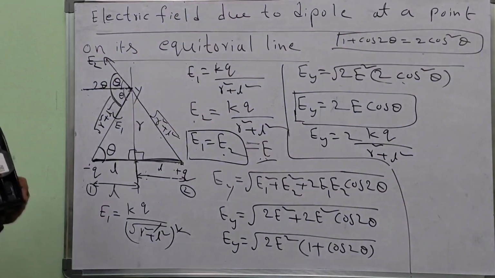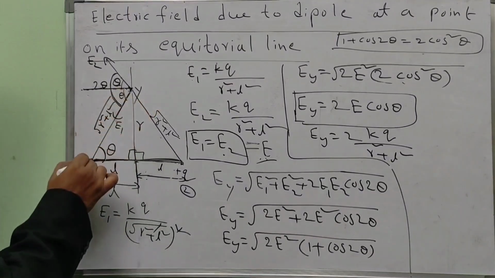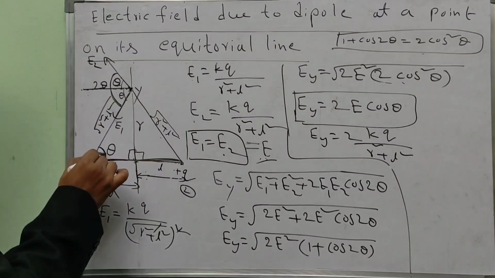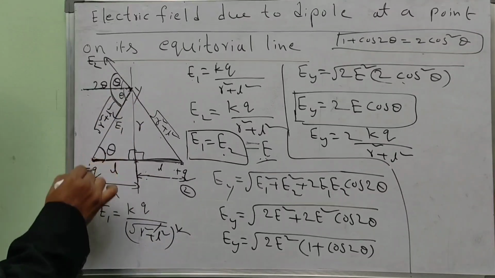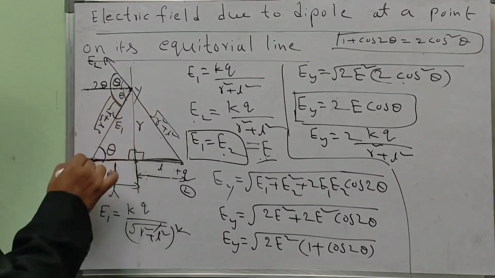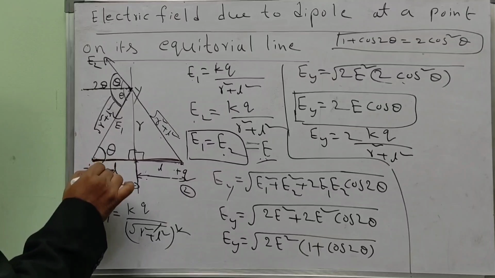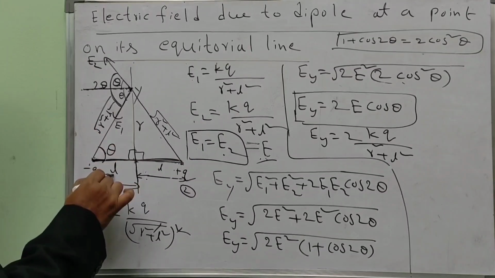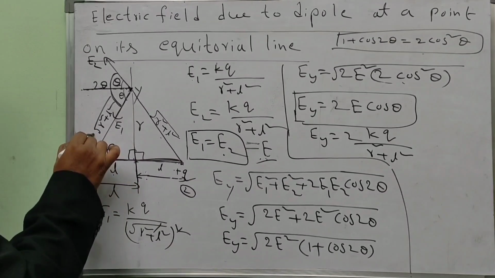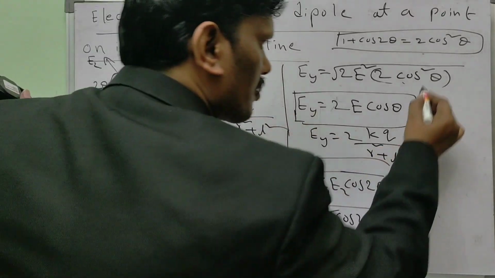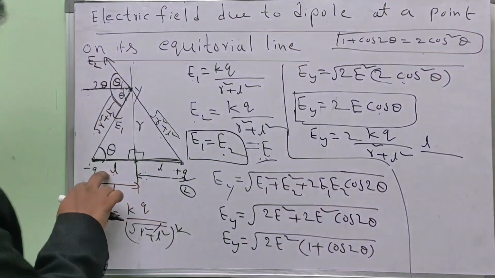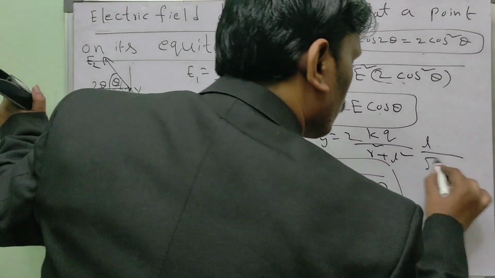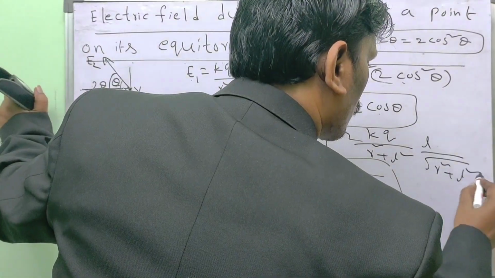What is the cos theta from the figure? My dear student, in this figure, what is the cos theta? Adjacent side by hypotenuse. I am going to repeat. In this triangle, what is cos theta? Adjacent side by hypotenuse. Adjacent side is L. Hypotenuse is root of R square plus L square. So cos theta means adjacent side L by hypotenuse root of R square plus L square.